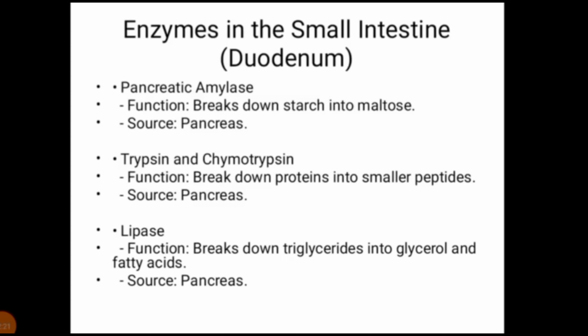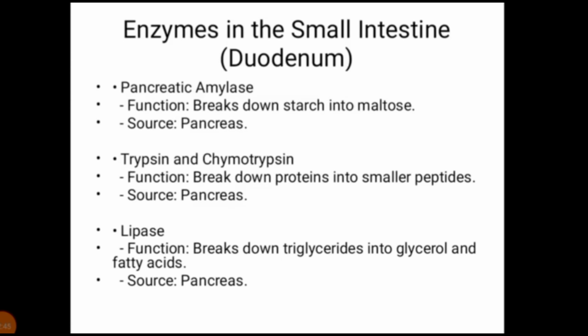Now, if you understand this, you find out that getting the functions of these enzymes will be quite easier for you. You just have to concentrate on remembering the names, what differentiates these names. So the pancreatic amylase is even easier. Once you say pancreatic, you know it's meant to be found in the pancreas. They break down starch into maltose, and the source is the pancreas.